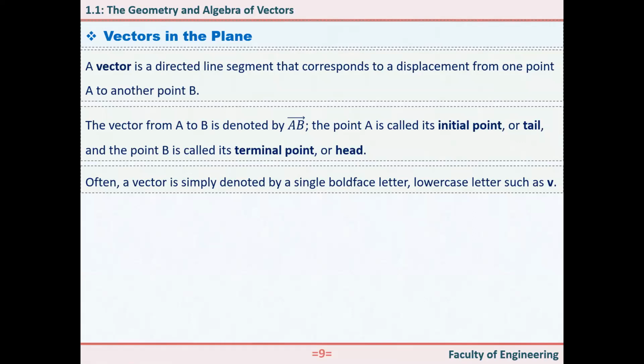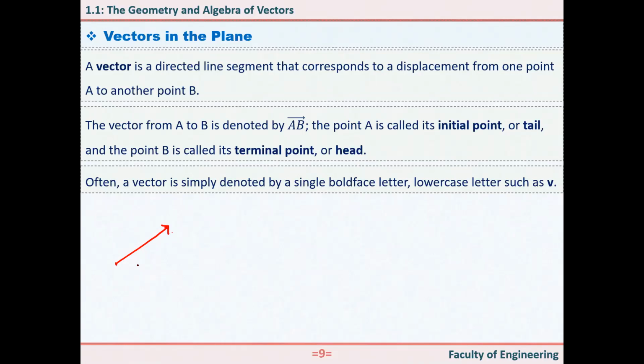Guys, let's continue. So, the first part today is a kind of introduction. We'll talk about vectors. As you know, a vector is a directed line segment that corresponds to a displacement from one point A to another point B, right? When you just say line segment, that is a line segment, but if you put a direction on it with an arrowhead, that means something is moving in this direction, and its displacement is from this to this.